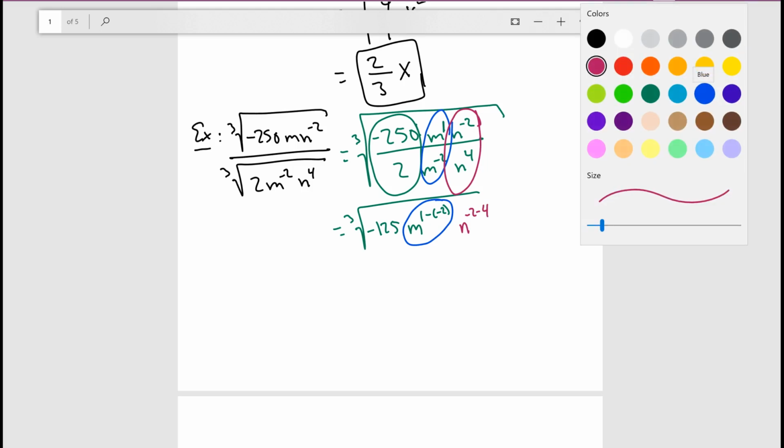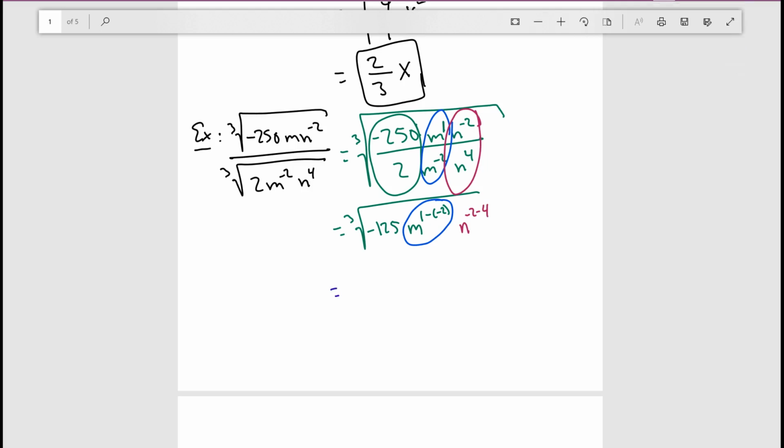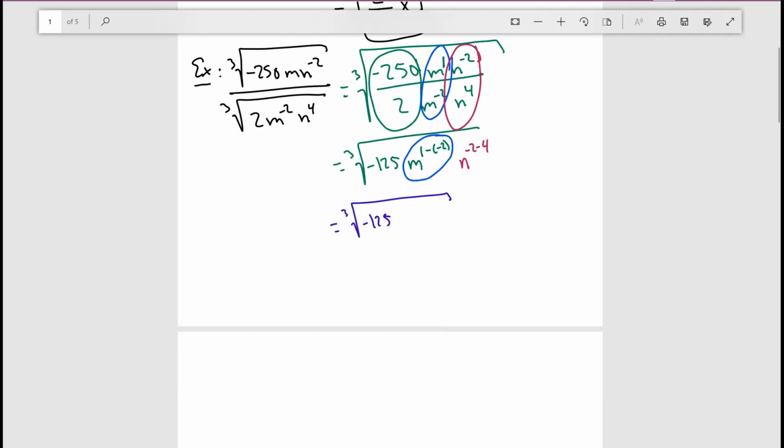So what is this going to give me now? I'm going to have the cube root of negative 125. This negative and negative is going to turn into a positive, so I have m to the power of 3. This is going to give me n to the power of negative 6. Now I can further reduce this a little bit before I do the cube root. Since this is negative, I can bring it to the bottom, and that will make it positive. So you'll have negative 125 m to the power of 3 divided by n to the power of 6.